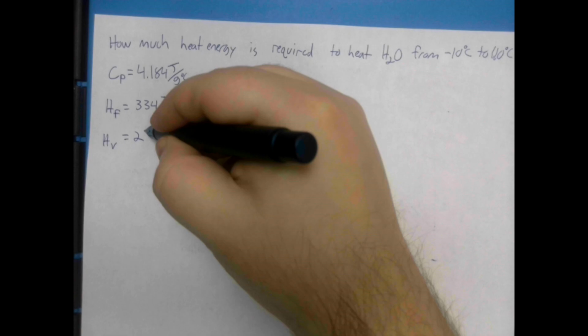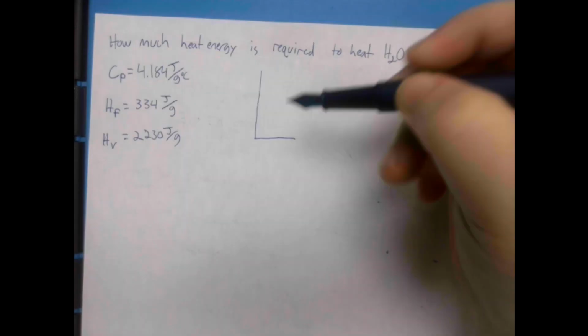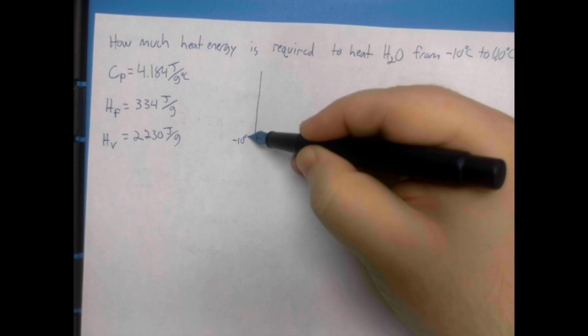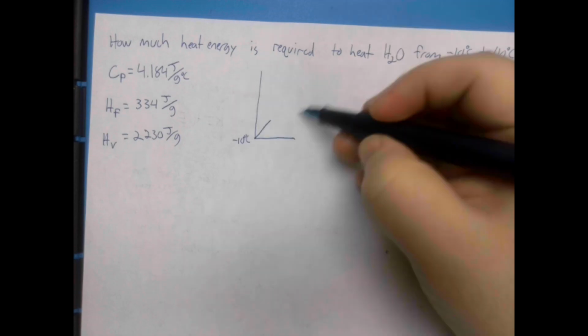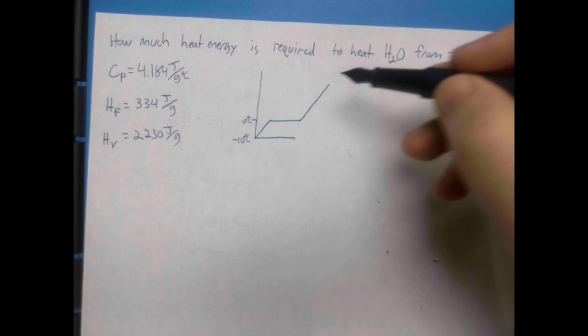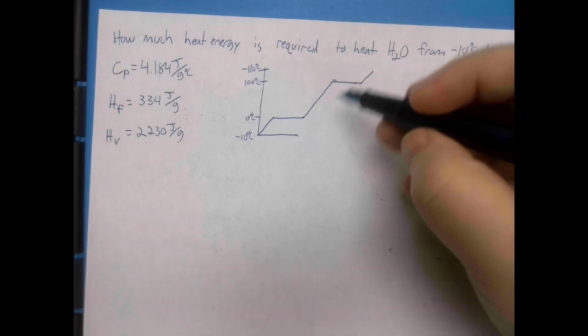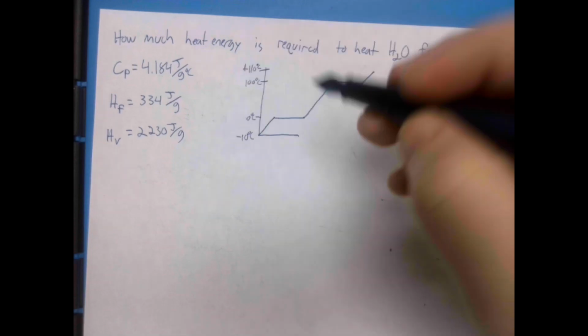Again, drawing the graph. We're going from negative 10 degrees Celsius. Then we're going to melt it at 0 degrees Celsius. And then we're going to heat it up to 100 degrees Celsius. And then we're going to boil it. And we're going to heat it up to 110 degrees Celsius. Positive, not negative.